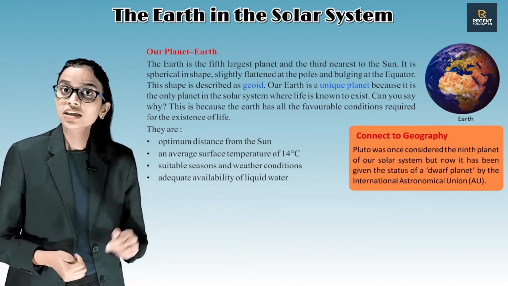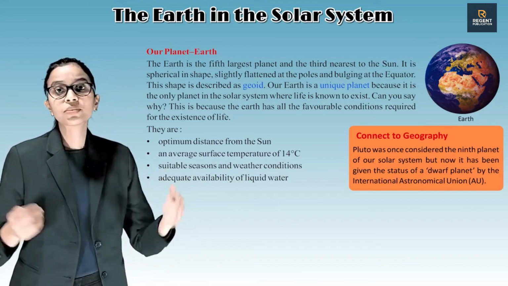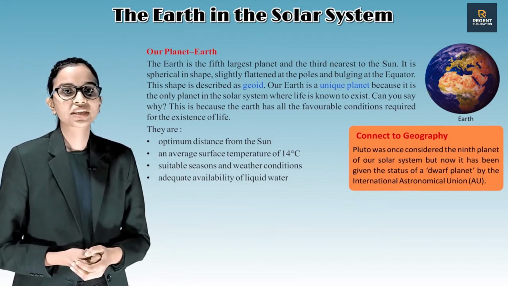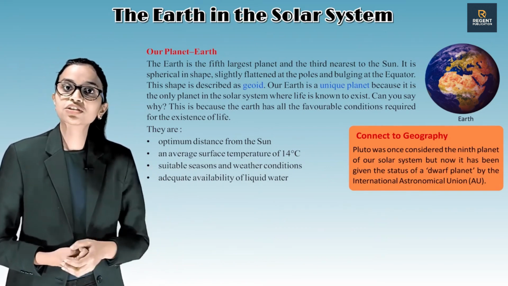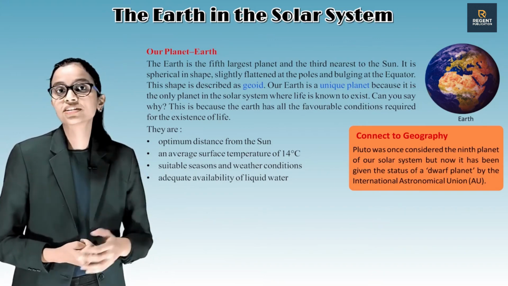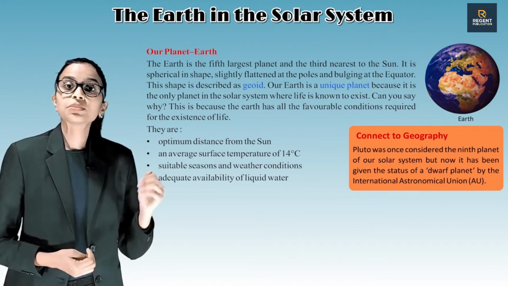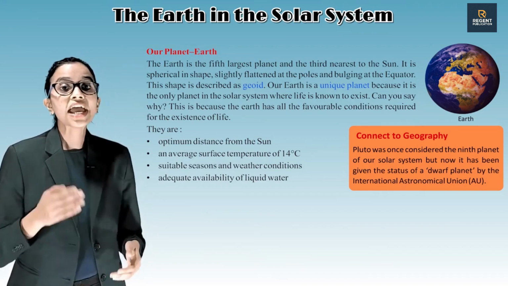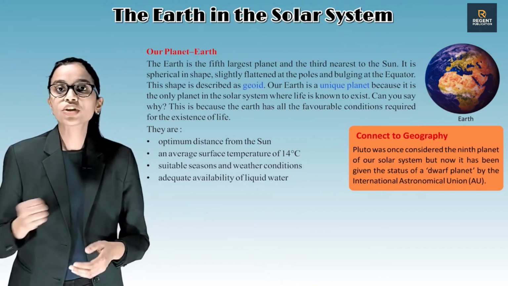This is because the Earth has all the favorable conditions required for the existence of life. They are optimum distance from the sun, an average surface temperature of 14 degrees Celsius, suitable seasons and weather conditions, and the last one is adequate availability of liquid water.